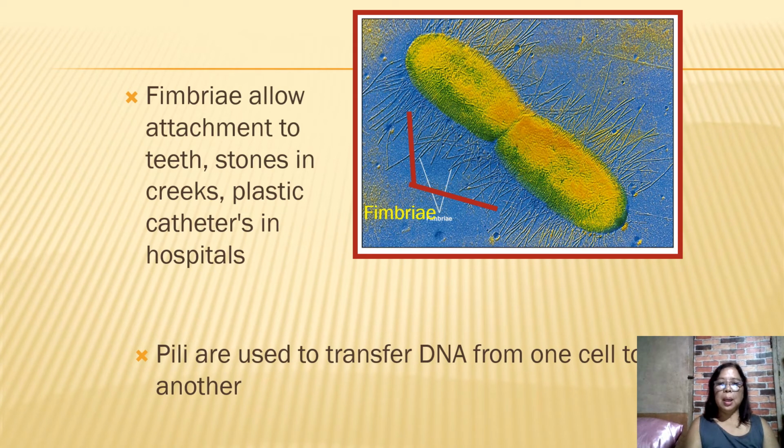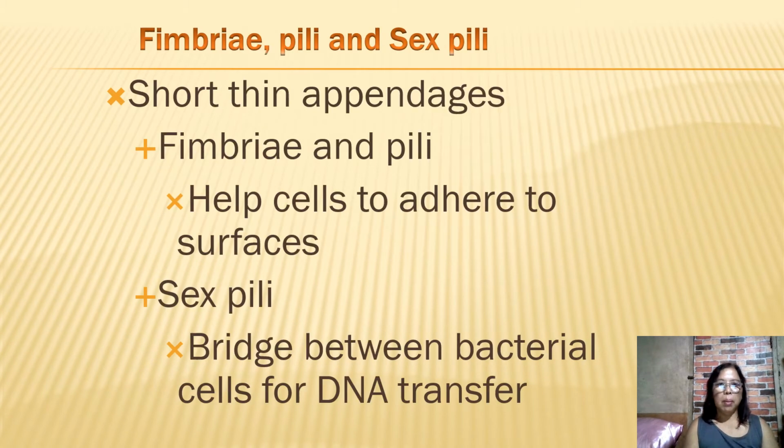And then the pili are used to transfer DNA from one cell to another. How do they look like? The pili, the fimbriae, and also the sex pili. They are actually very short appendages as compared to flagella. It helps to adhere to the surface. That is one function, although they are very small. But their number is vast, so they enable them to stick themselves to one place and also likewise move from one place to another.